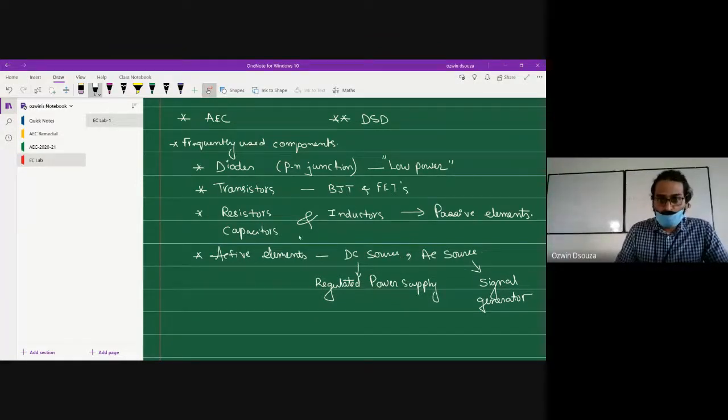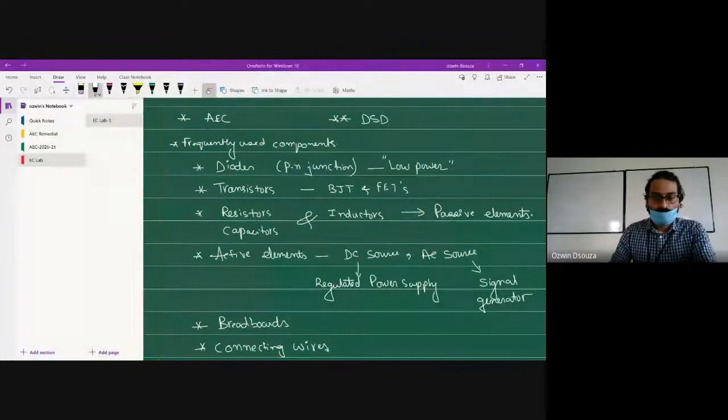So these are the most frequently used components in the AC lab. And then you have breadboards and connecting wires.